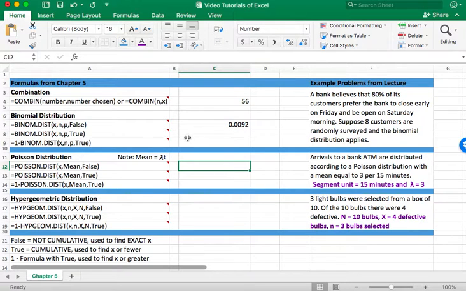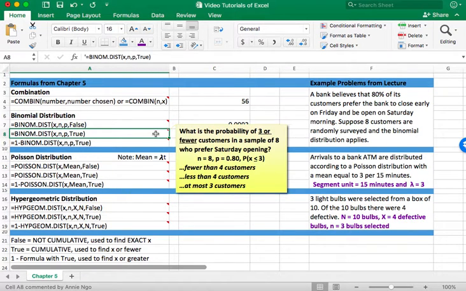Let's go ahead and move on to the next scenario. Here, our question is, what's the probability of 3 or fewer customers in a sample of 8 who prefer Saturday openings? So we know our n is still 8, our p is still 0.8, but now the probability that we're interested in finding is x is less than or equal to 3. What I've done below is I've also written a few other ways that the problem could state the same thing, right? Fewer than 4 customers, less than 4 customers, at most 3 customers. These different ways of writing it all say the same thing, which is we want to know the probability where x is less than or equal to 3.